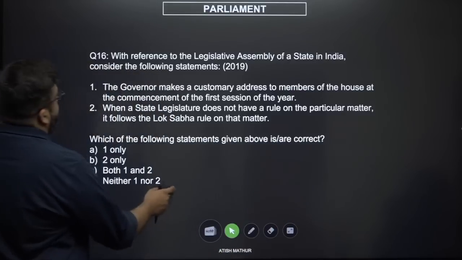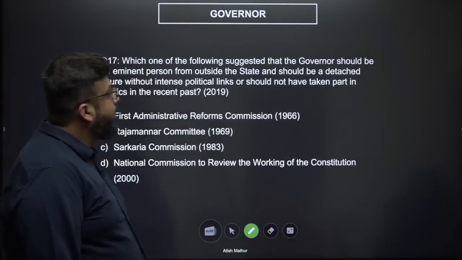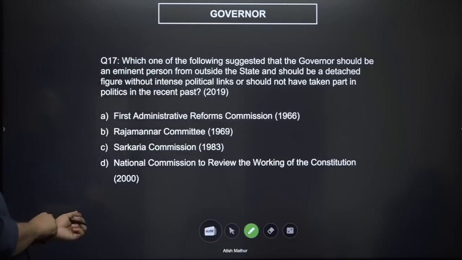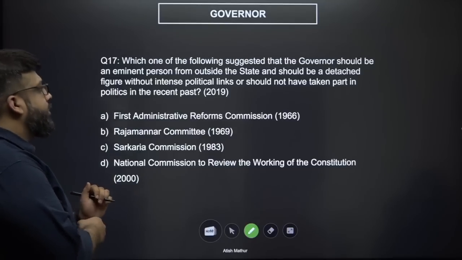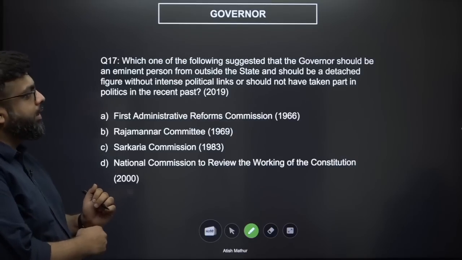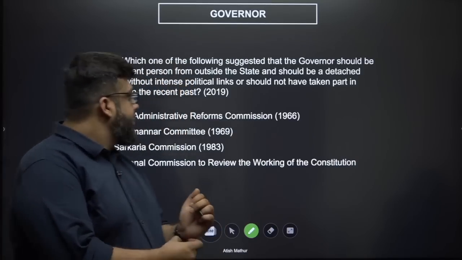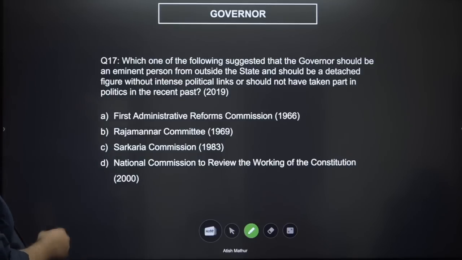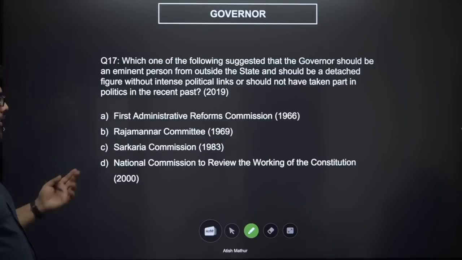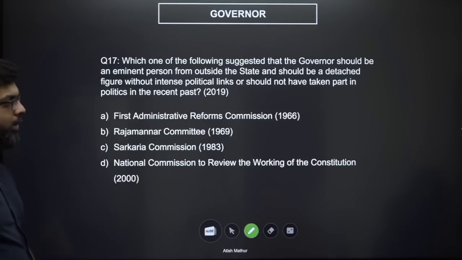Okay? 17. Which one of the following suggested that the governor should be an eminent person from outside the state and should be a detached figure without intense political links, or should have not taken part in the politics in the recent past? We've got the first Administrative Reforms Commission, Rajmannar Commission, Sarkaria Commission, and the National Commission to review the working of the Constitution.